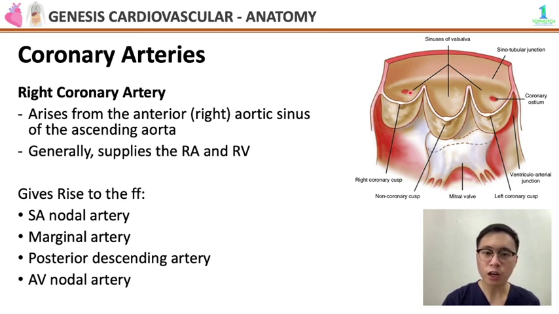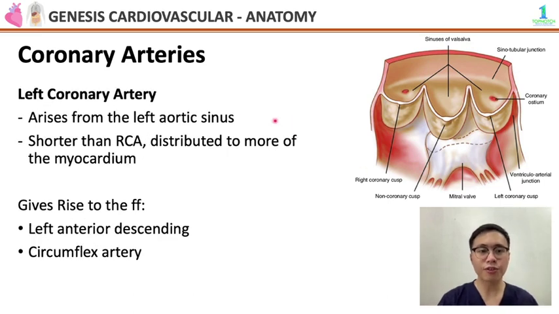On the right coronary cusp, you have the right coronary artery arising from that. No, yung coronary ostium naman on the left-hand side, you have the left coronary artery. And as the name implies, the one in the middle, it does not have a coronary ostium. Therefore, there is no coronary artery that will arise from this part. Okay, so the right coronary artery, generally, this will supply the RA as well as the RV. And this would give rise to several arteries. As mentioned earlier, yung mga pacemakers natin, the SA nodal artery, the AV nodal artery. And this would also give rise to the marginal artery as well as the posterior descending artery.